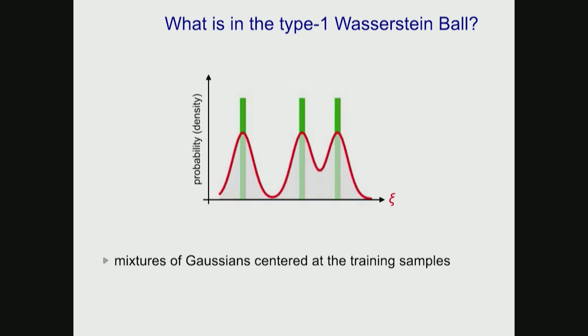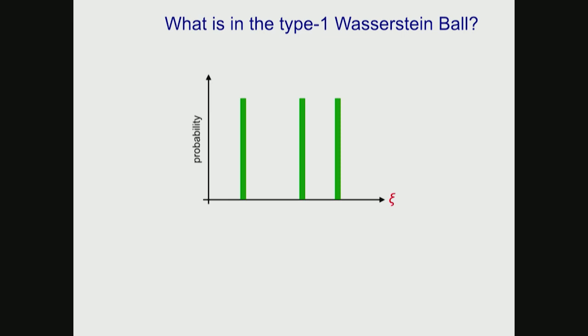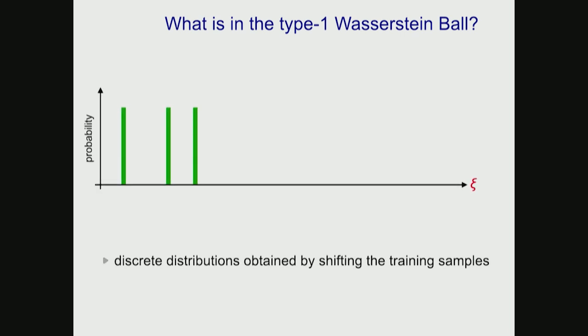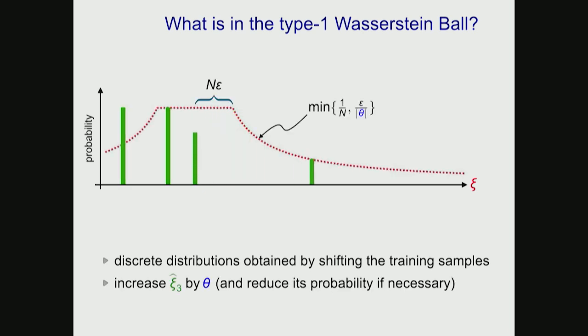But besides all these continuous distributions, the Wasserstein ball contains also many discrete distributions that can be obtained by moving the training samples around or splitting them up and so on. It is even possible to move some training samples infinitely far away, provided that we reduce their probabilities appropriately. For example, it is possible to move the 3rd training sample here to the right by any amount theta. As long as theta is smaller than n times epsilon, the whole sample can be moved. But beyond that point, so that we don't exhaust our transportation budget epsilon, the probability that is moved needs to decay as epsilon over the displacement. The remaining probability mass has to stay at the original location of the training sample.